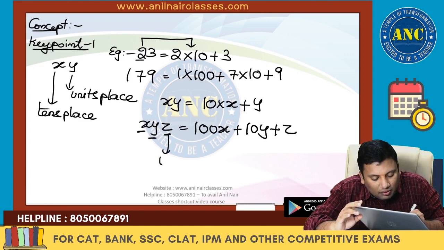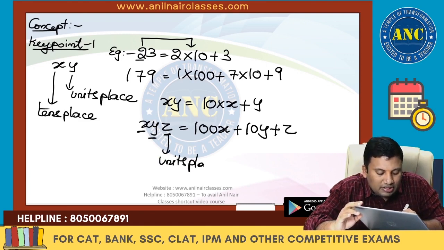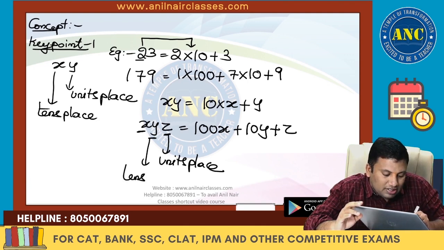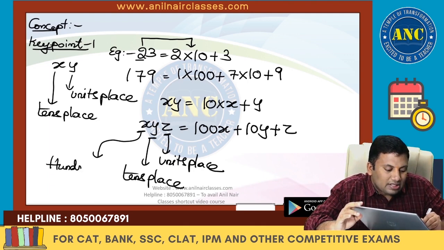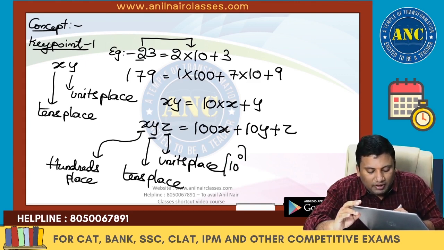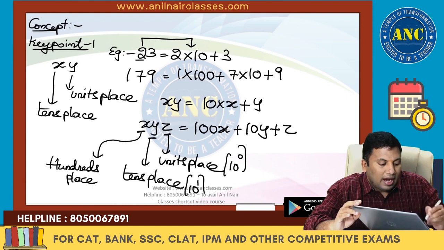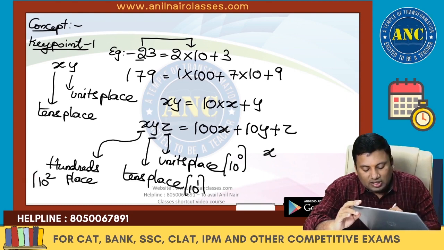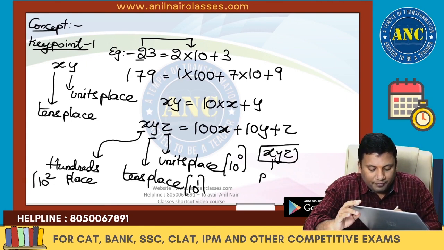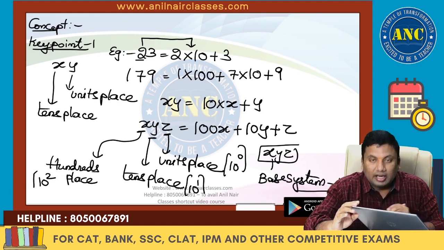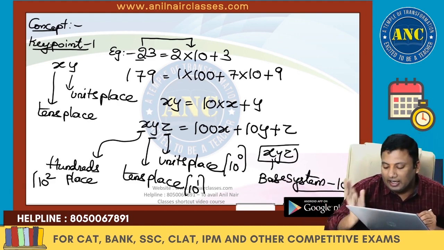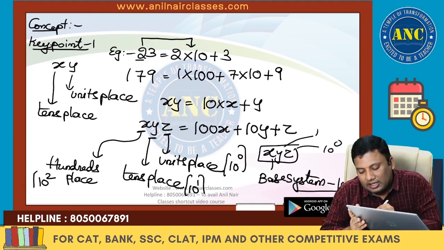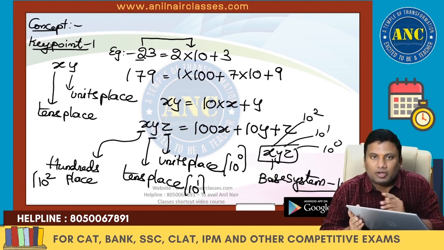This is called the units place, and this is called the tens place, and x is called the hundreds place. Why is it called the tens place? These are 10 power 0, 10 power 1, and 10 power 2. Why? Because xyz is written in base system 10. Because it is written in base system 10, starting from the right hand side, it will be 10 power 0, next it is 10 power 1, and next it is 10 power 2. Are you all with me?